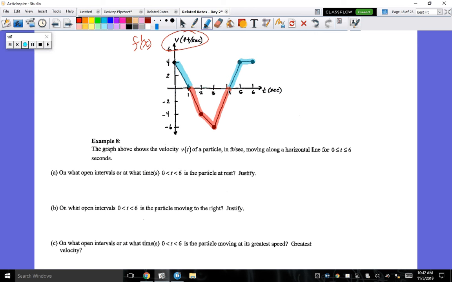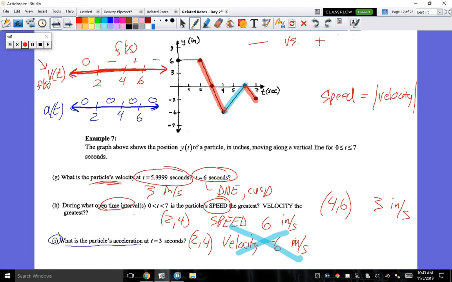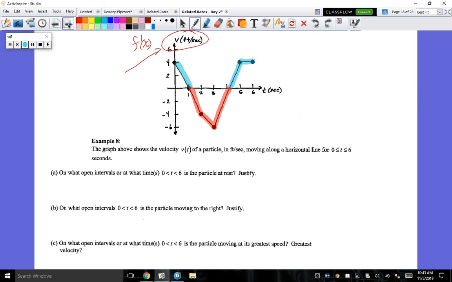That's huge, guys. And chances are on the AP exam, you're going to get a v of t function. You're going to get the velocity function. Notice the difference. Below the x-axis is negative. Above is positive when you're looking at f prime. Whereas over here it was negative when it was decreasing and positive when it was increasing.